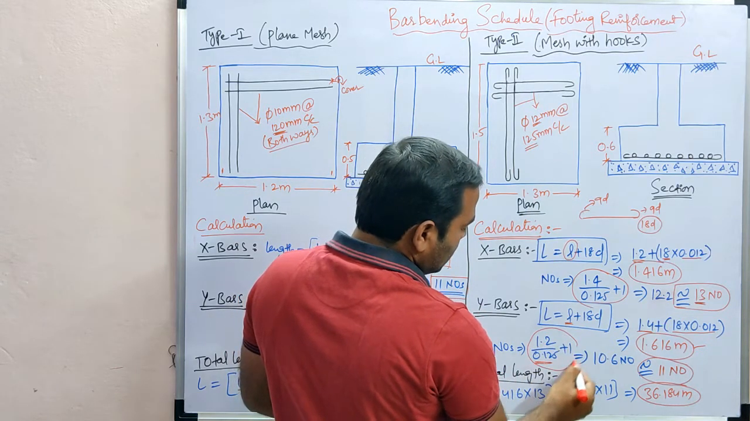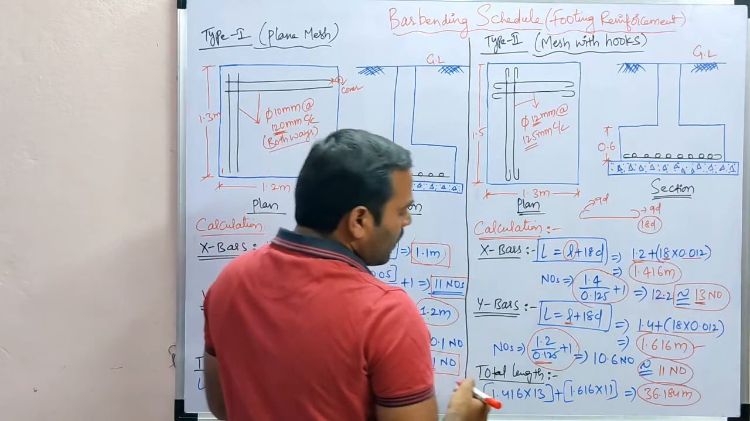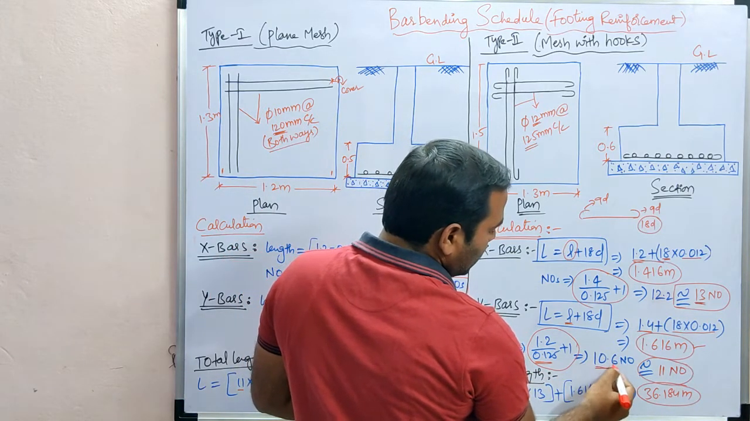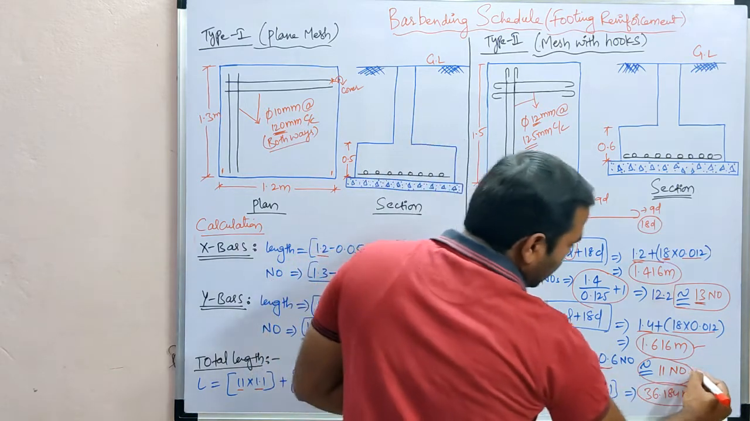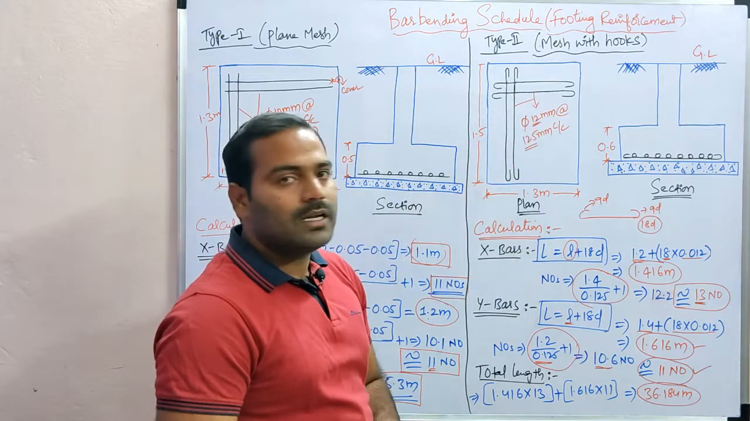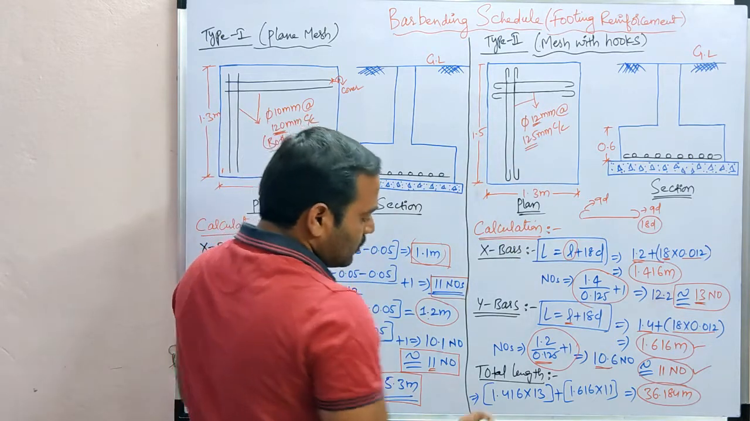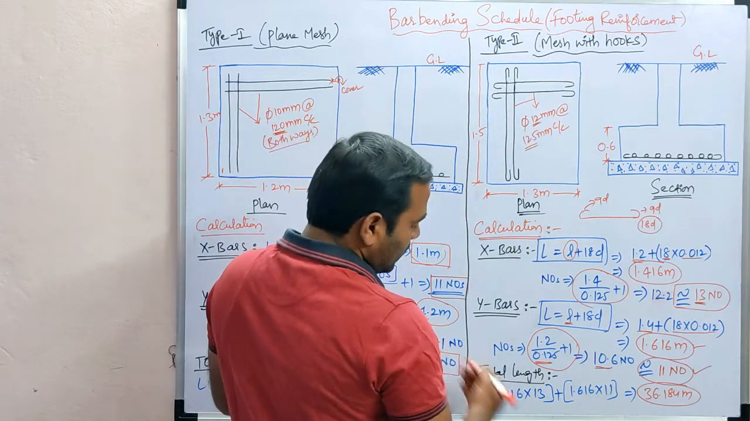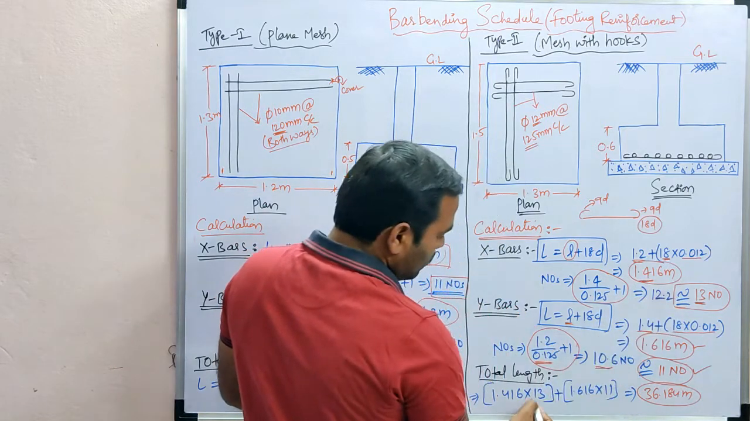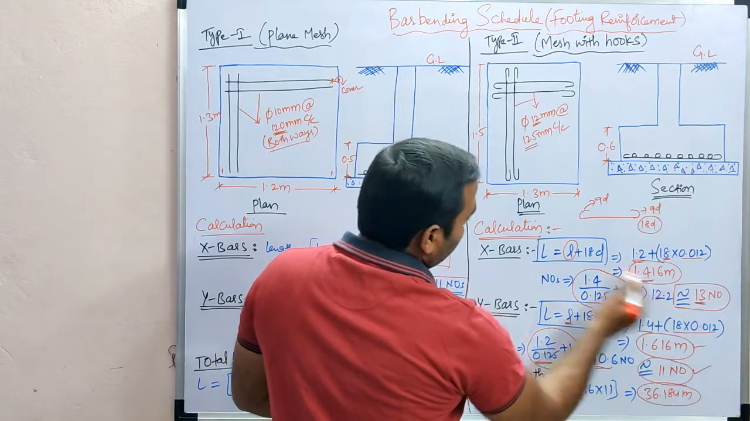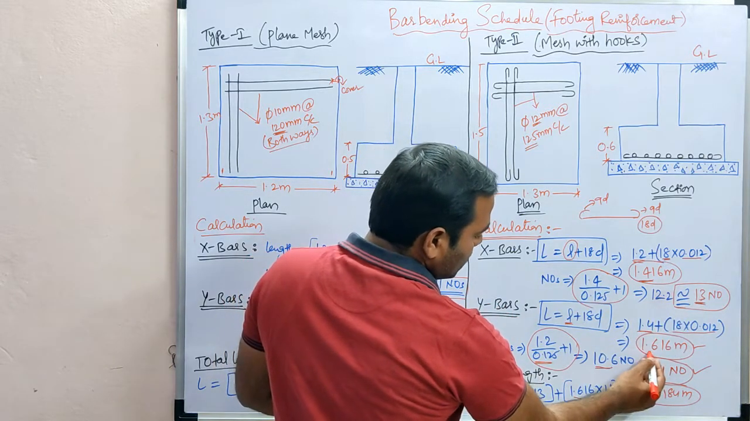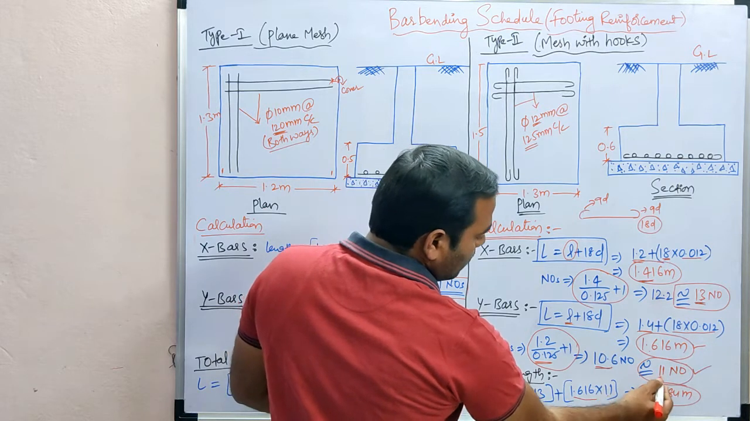So this is the spacing formula, number of bars. That is nothing but 10.6 numbers I got. Approximately I can take 11 number of bars, which I need to place in the vertical direction. So the total length, same as the previous one, is 1.416 into 30 number of bars I got for this x bars. Similarly 1.616 is for this one, and 11 numbers are for this.